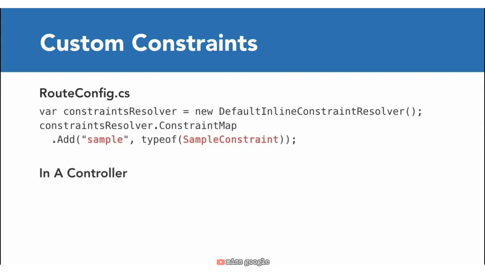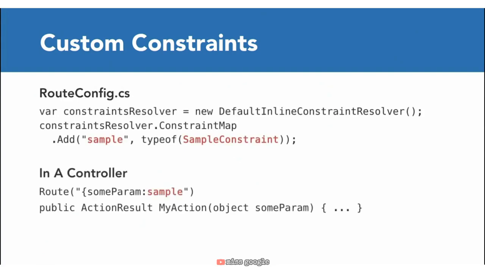Once you've created your custom constraint, then you actually need to register it for the application to be able to use it. You can probably best do this in the RouteConfig.cs file. You can do this by getting the constraint resolver, here called the DefaultInlineConstraintResolver, and then adding your constraint with the string key value that you want to use to identify it. Then, throughout your application, you can use that string value after a colon for any parameters that you want to apply that constraint to.